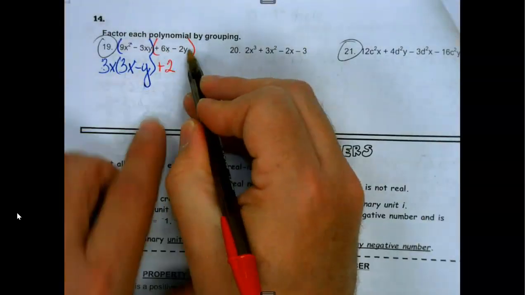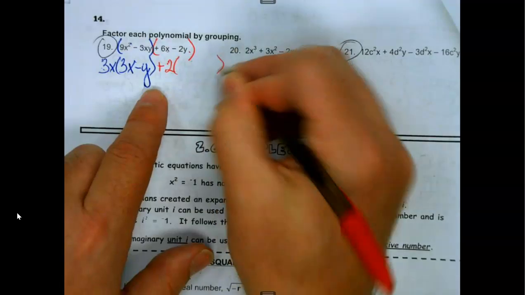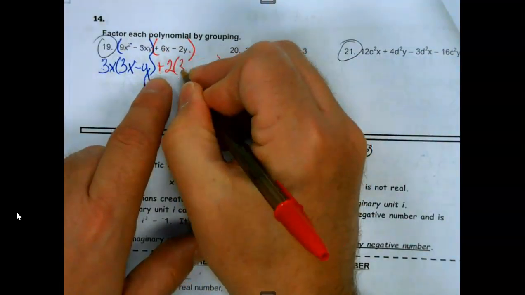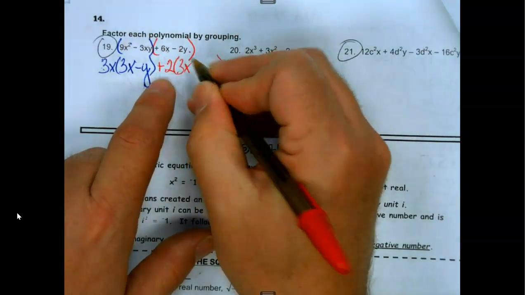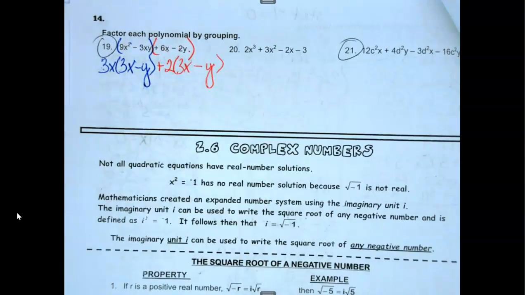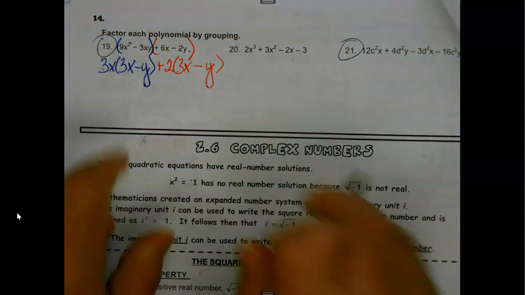And I can't take out anything else because they've got different variables. All right, let's see what we got. 6 divided by 2 is 3x. Negative 2 divided by positive 2 is negative 1y. That's what I'm looking for. I need this.